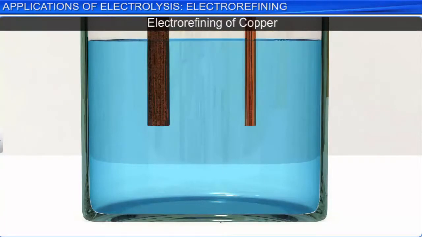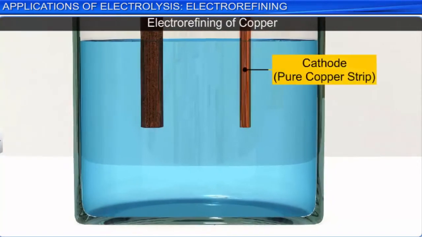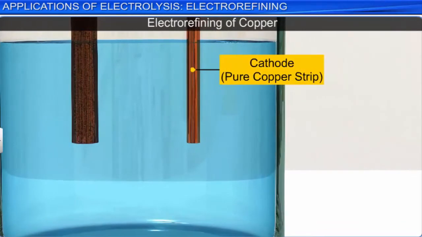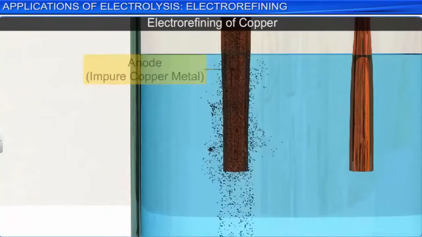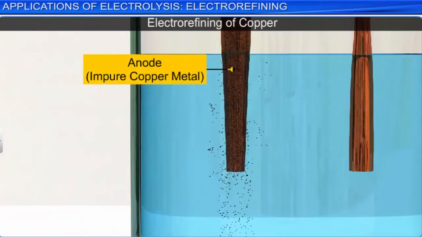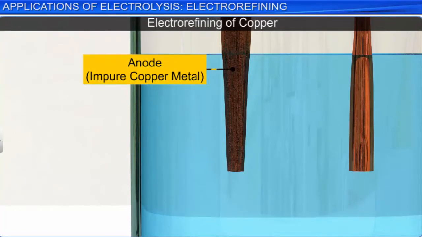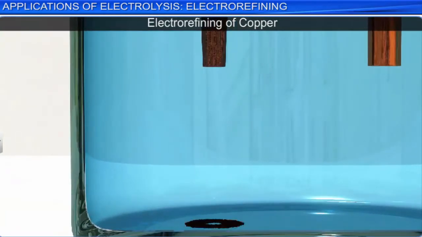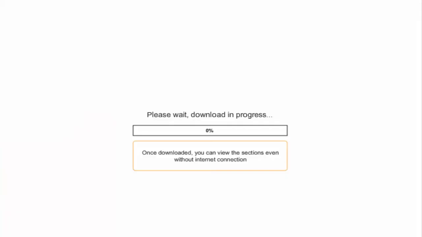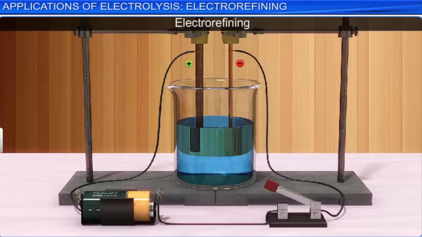You will observe that the size of the cathode strip increases as a result of the deposition of pure copper metal on it. At the same time, the size of the anode decreases as a result of the consumption of impure copper. Some impurities are also deposited in the electrolyte. Let us try to understand the mechanism involved in this electrolysis.